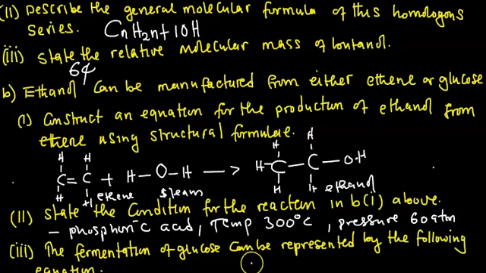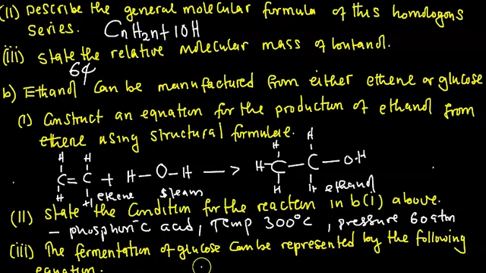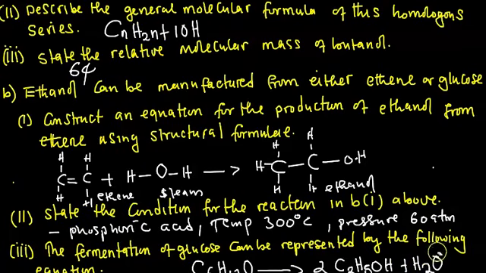The fermentation of glucose can be represented by the following equation. So glucose, when it undergoes fermentation, what is produced is 2 ethanol molecules, plus carbon dioxide. Sorry for that, 2 carbon dioxide. That is what is produced. Then let us see the questions that follow.